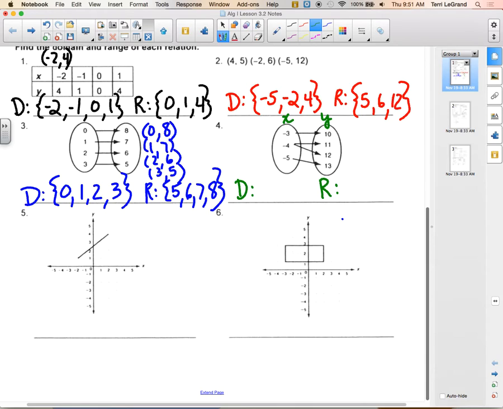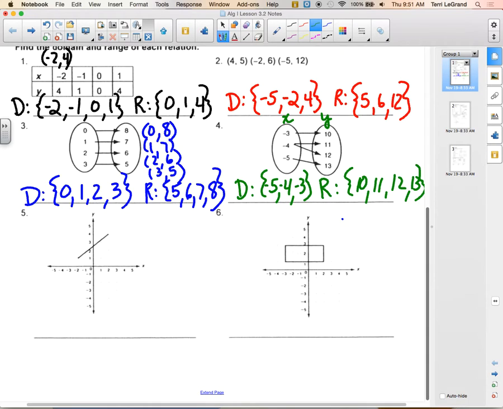Okay, help me out, Cameron. What's the domain for this one? -3, -4, -5. Okay, but we want them in numerical order ascending. That's the way they came in the mapping diagram, but we're going to reorder them. Go ahead, Cameron, finish it. -5, -4, -3. Yeah, we're going to reverse the order so that they're in numerical order ascending. Okay, and what's the range for this one, Noah? 10, 11, 12, 13.